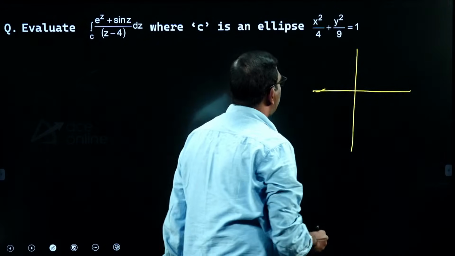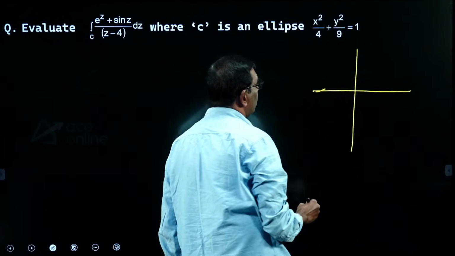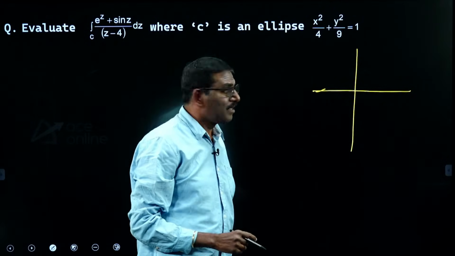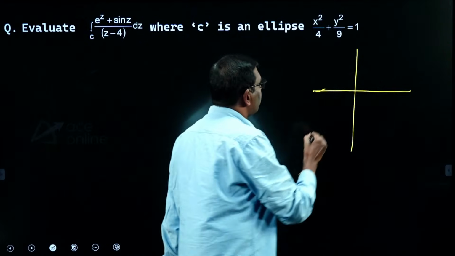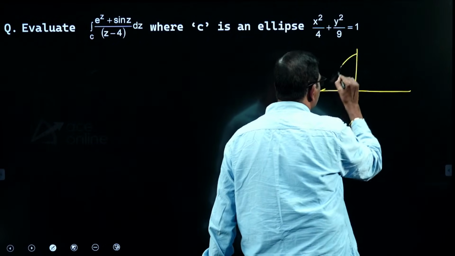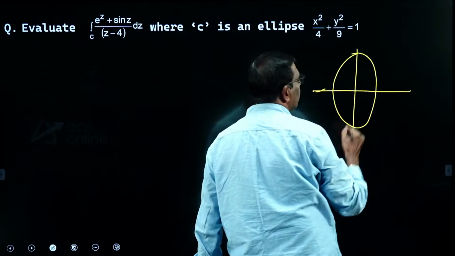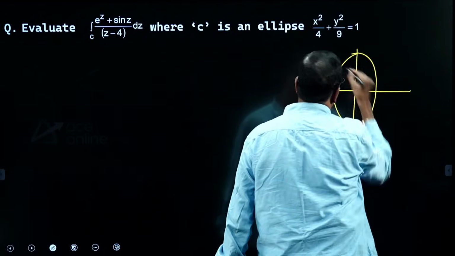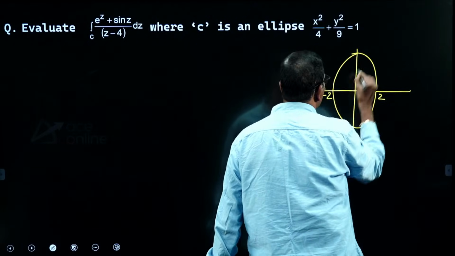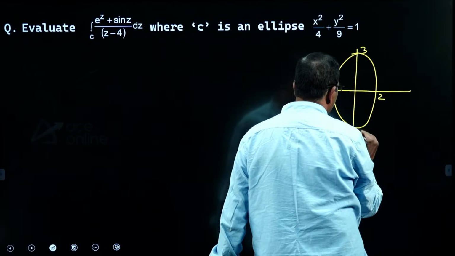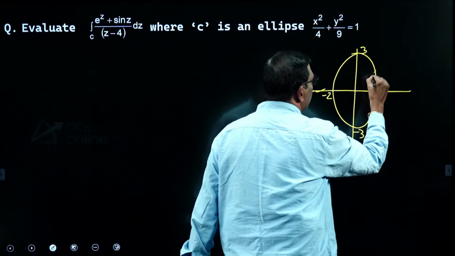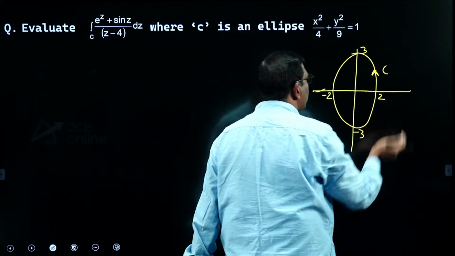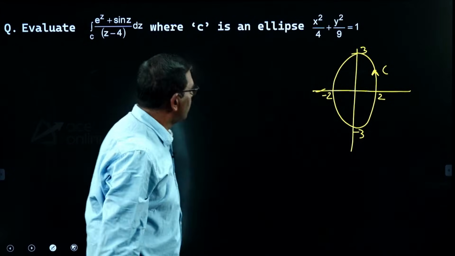See, x²/4 + y²/9 = 1 means the major axis is along the y axis, the minor axis is along the x axis. Approximately I am drawing a rough diagram. So this is x axis, this is 2, -2. This is 3, -3. Clear? This is an ellipse. This is the path C given like this. Path C moves in the counterclockwise direction generally.